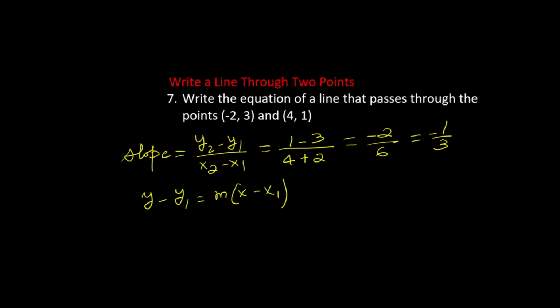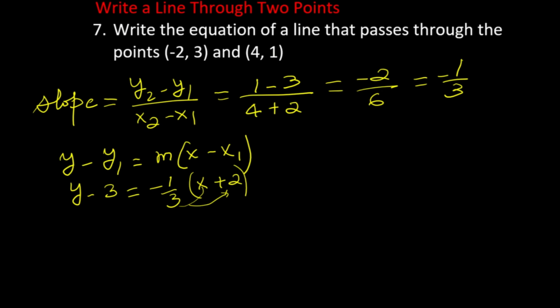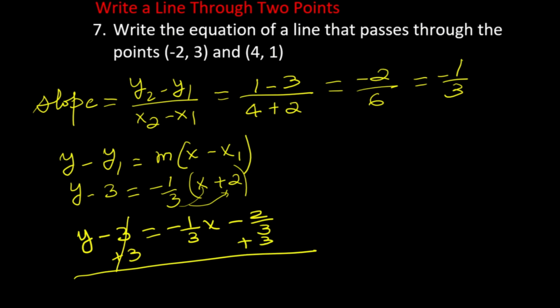Now use point slope form with the first point. y minus 3 equals -1/3 times x plus 2. Distribute. -1/3 times x is -1/3 x. -1/3 times 2 is -2/3. Now add 3 to both sides. y equals -1/3 x minus 2/3 plus 3.